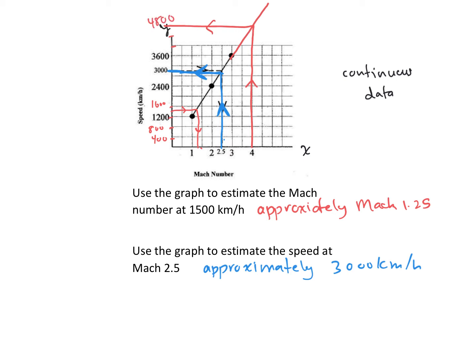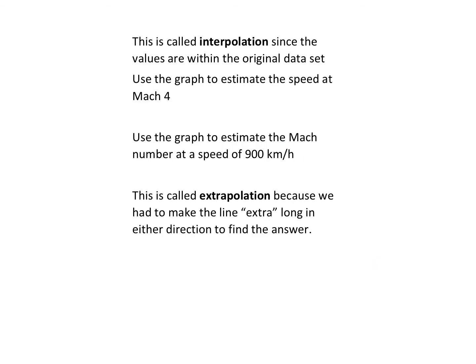Either direction. So if I wanted to do 900, I'd have to make the line longer this way, and then 900's approximately there. Go straight down, and you'll notice I'm putting arrows to show the direction that I'm going. So I'm starting at 900, I'm going to the line, and then I'm going down. It looks like it was approximately less than 1, but bigger than 0.5. So interpolation means that I used the data set that I had, and I was able to estimate the data within the points that I had.